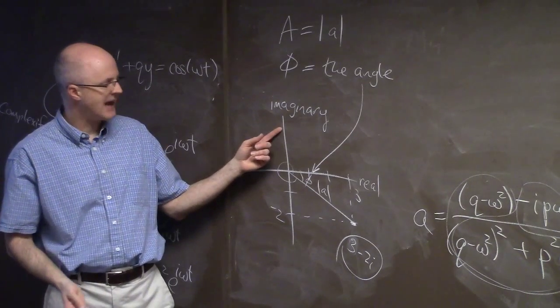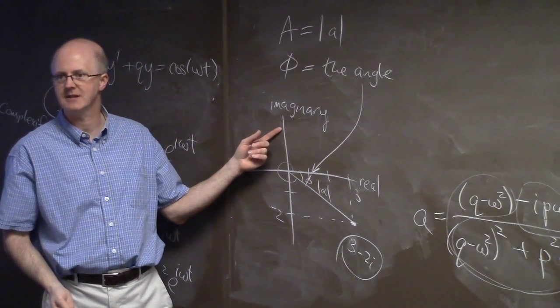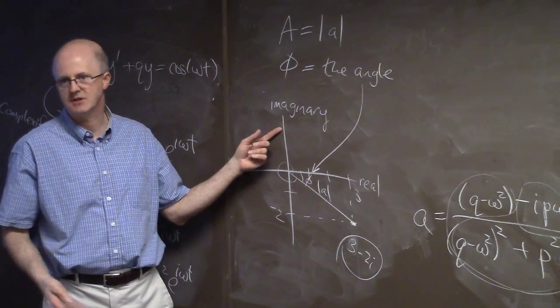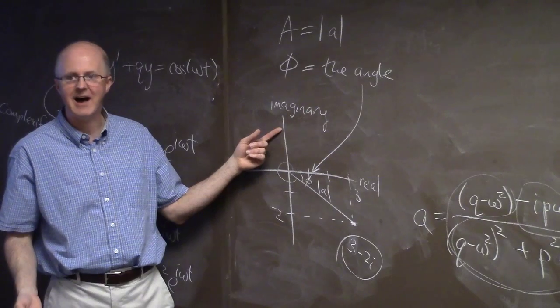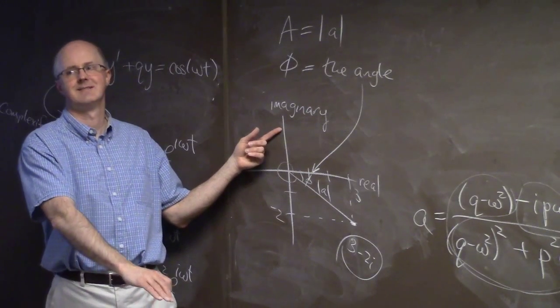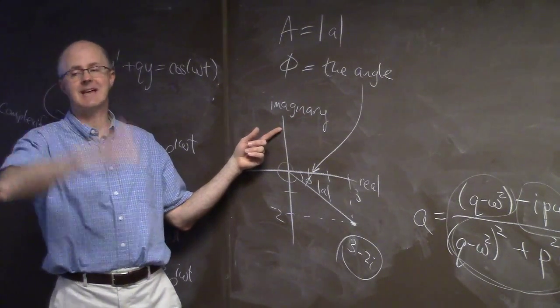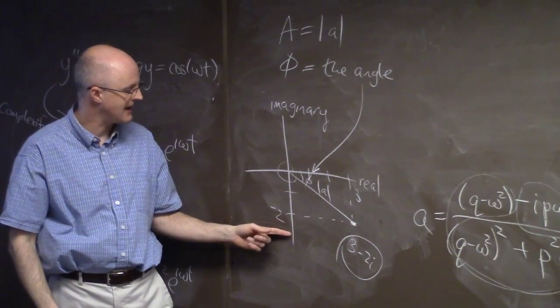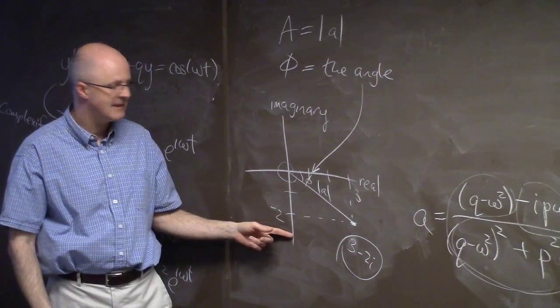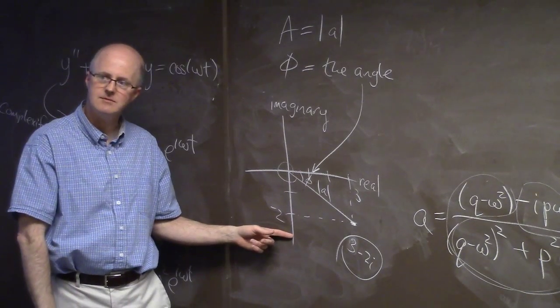If it's on the vertical axis, technically the arctangent is undefined, so you just look at the picture. If you've got a purely imaginary number like 5i, its argument, its angle, is pi over 2. If it's negative 5i down here on the imaginary axis, then its argument is negative pi over 2.